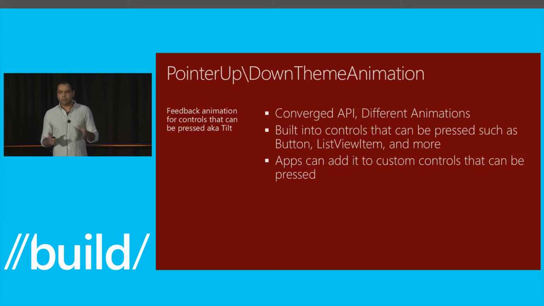This is already built into controls. For a button or a list view item, the things that we generally expect users can press, it's built in. Though there are scenarios when you have your own custom control that can be pressed by a user, and you want to have the same animation there. Then you can add the pointer up and down theme animation to your custom control. We'll have a quick look at what it looks like to write that code.